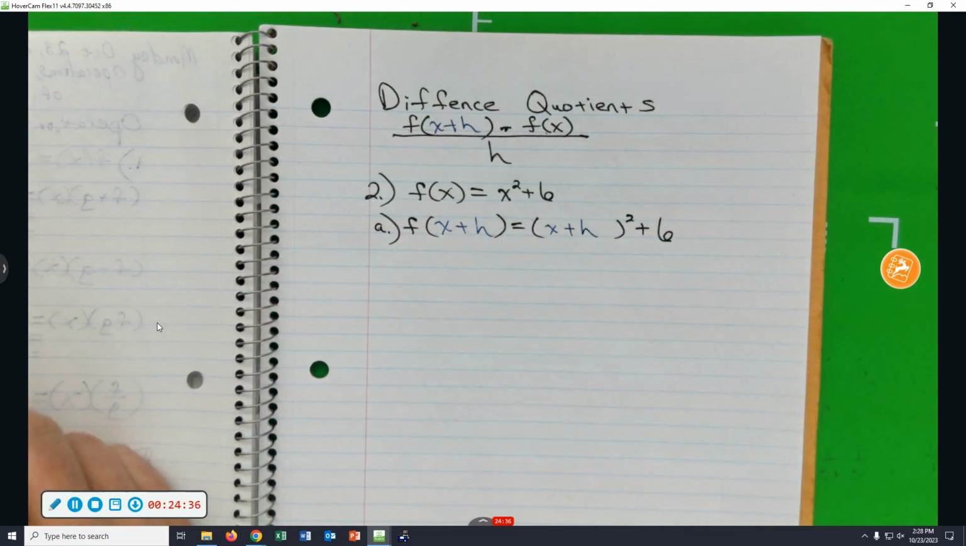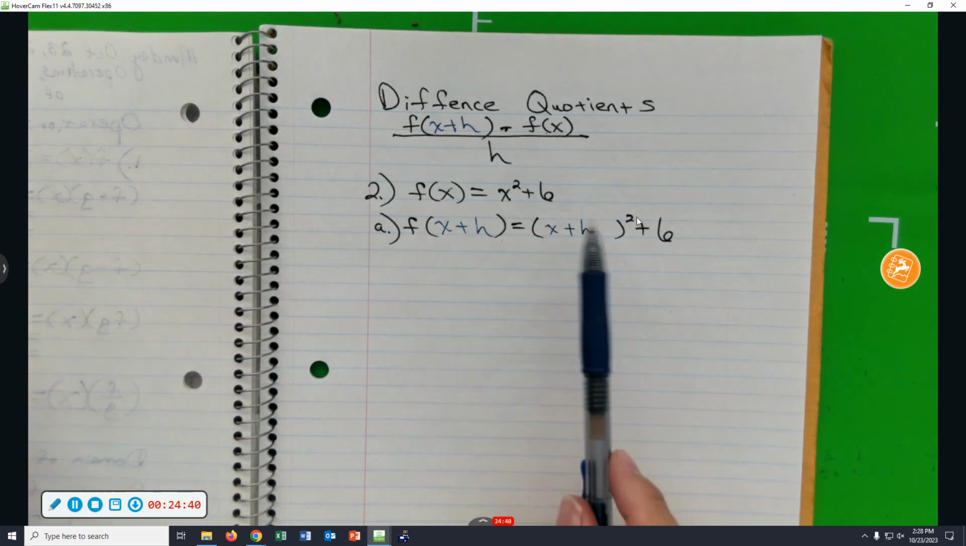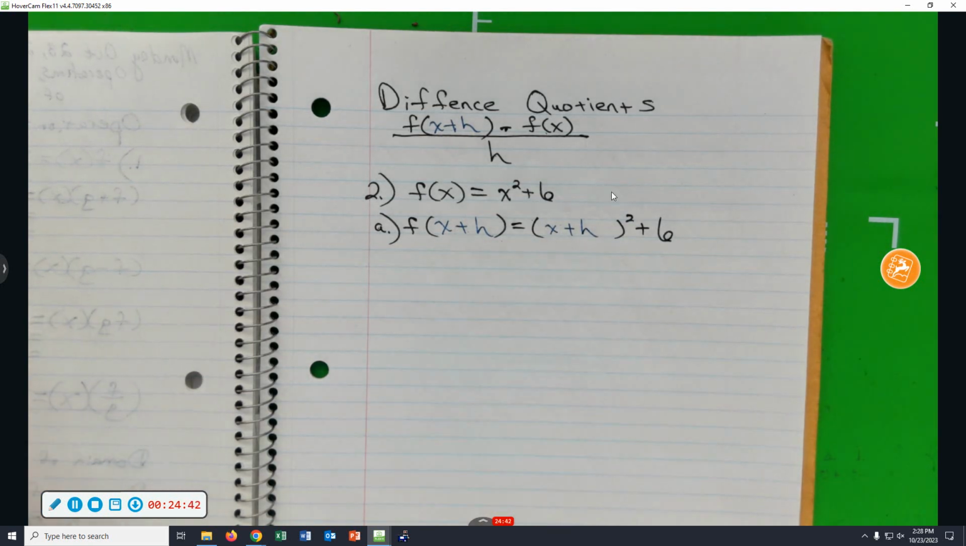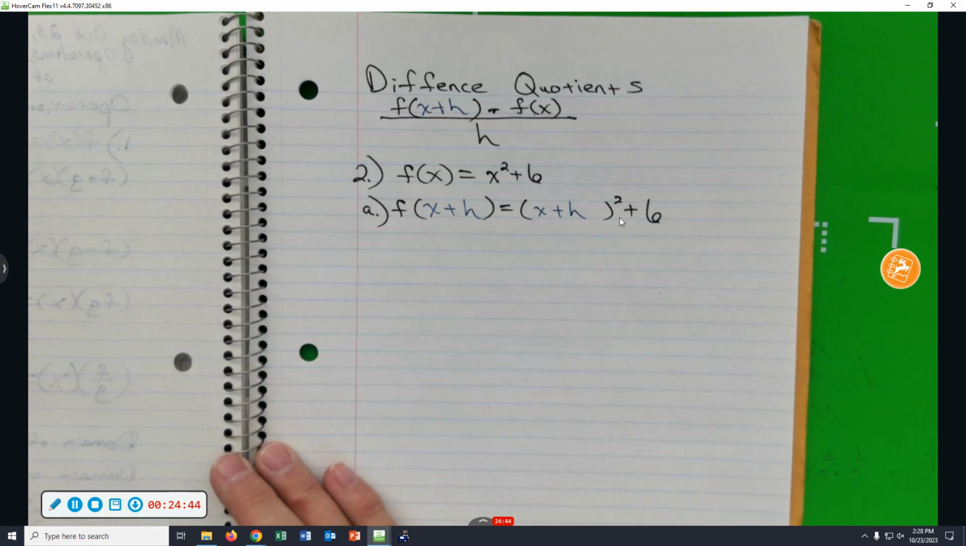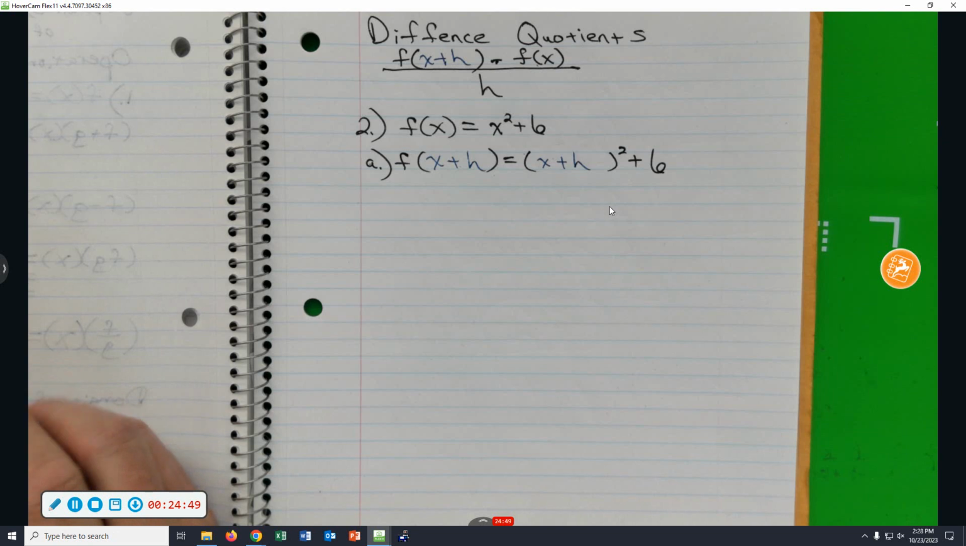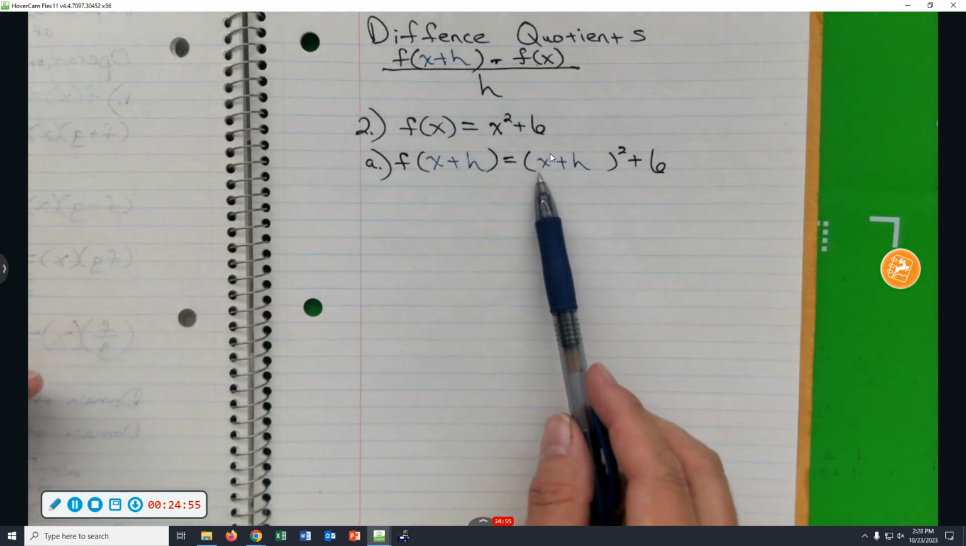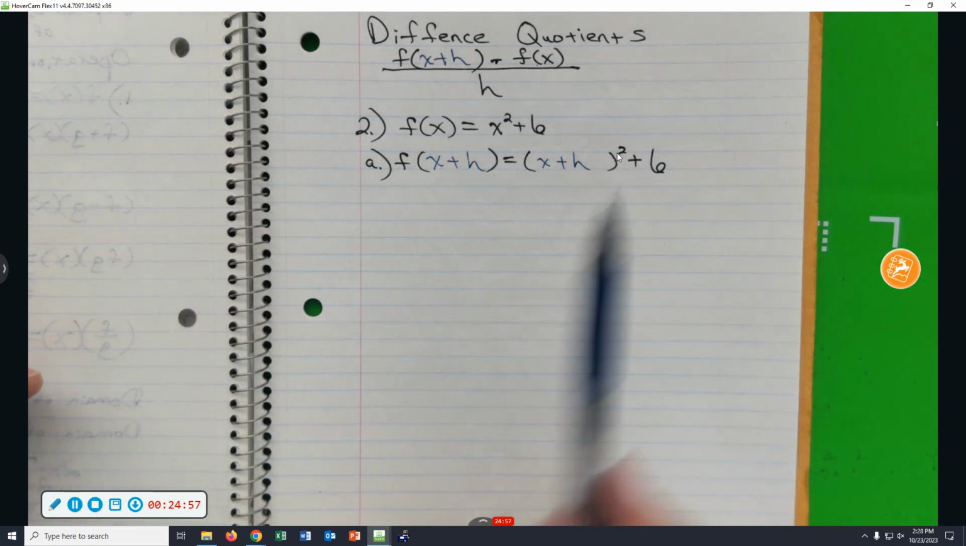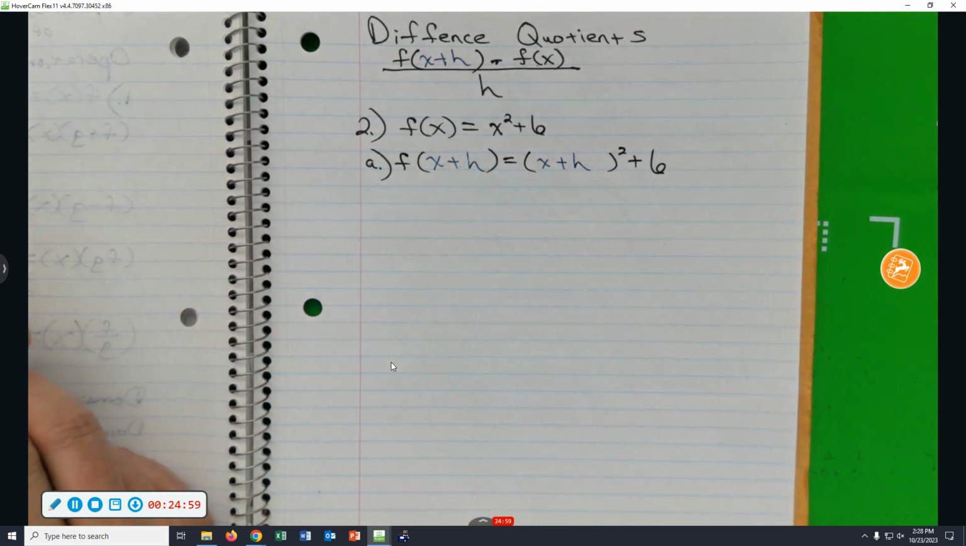And don't say x squared plus h squared. This is two terms. How do we square a binomial? I remember that popping up on the second homework assignment when we were working with complex numbers. Something like 3 plus 2i quantity squared. If you have a sum or difference being squared, what are you going to have to do? Give you a hint. It starts with the F.